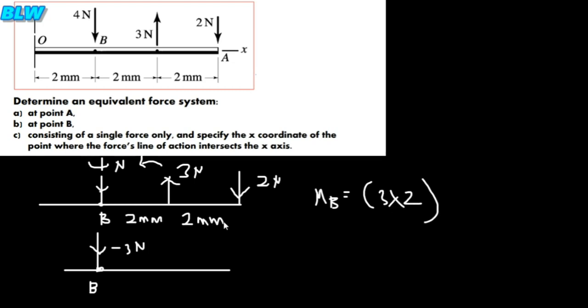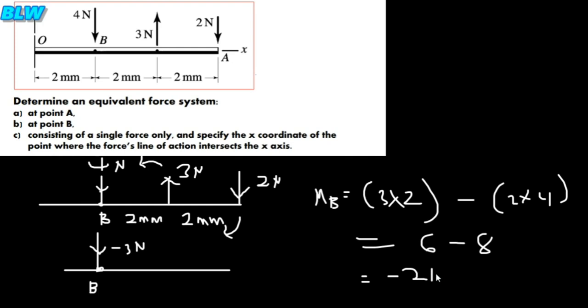Okay, and then let's look at the moment of this 2 Newton force from here. So the distance is 4 and it is moving in this direction, so it will be clockwise, therefore negative. So that will be 2 times 4. Since clockwise is negative, I have minus 2 times 4. Okay, so then I have 6 minus 8. This will give me minus 2 Newton millimeter. Okay, so I have my moment to be negative.